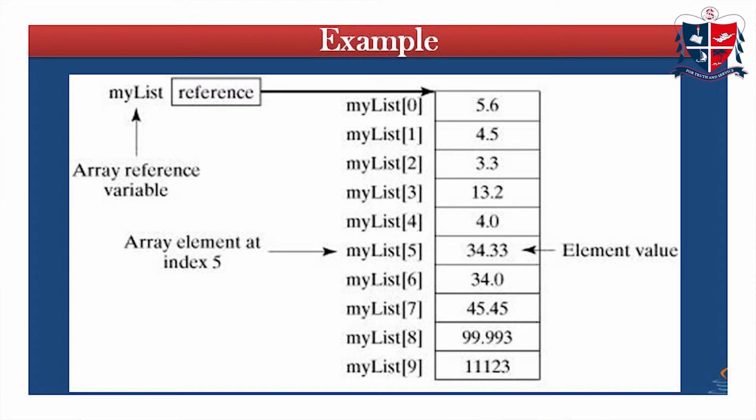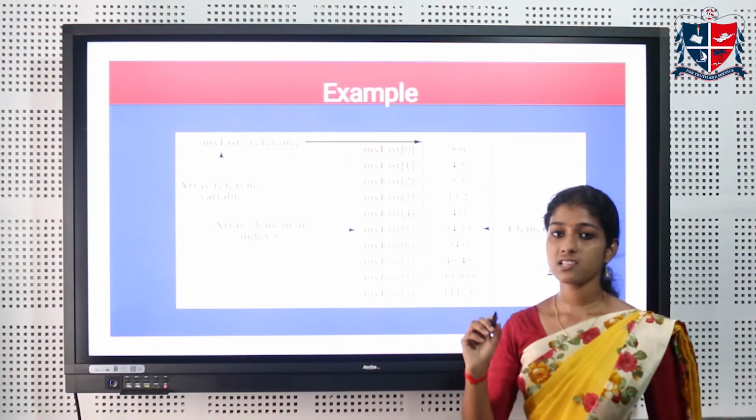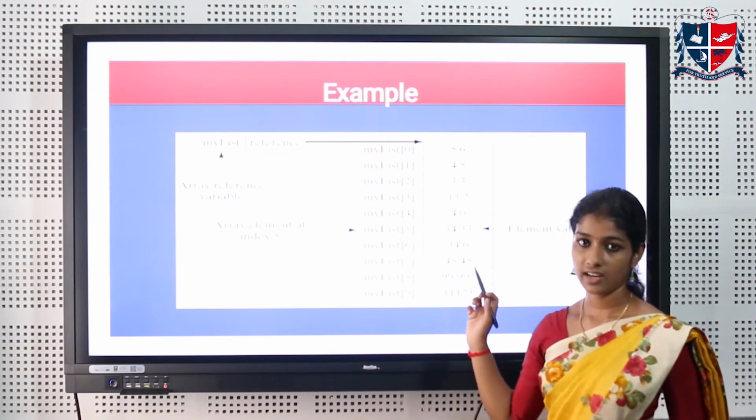In the 0th index, the first value will get stored. In the first index, the second value will get stored. In the second index, the third value will get stored, and so on. So the index starts from 0 and ends at 9, and the last element will be stored in index 9.